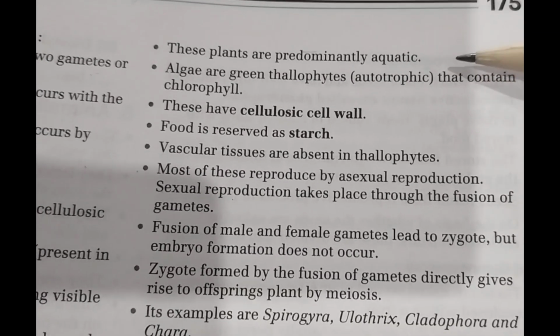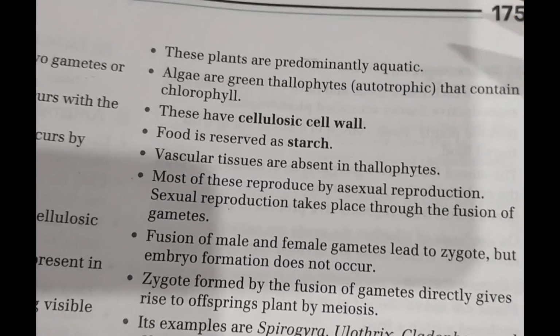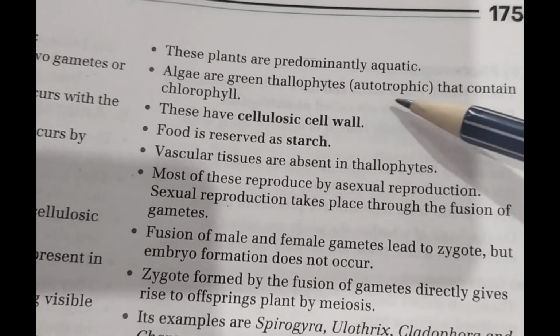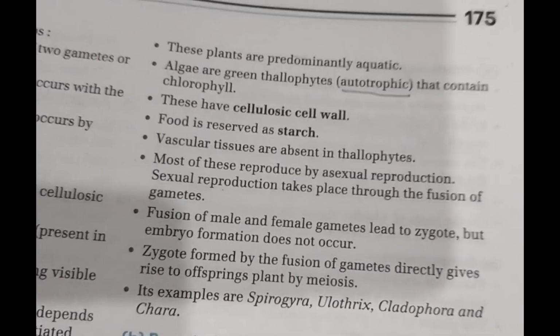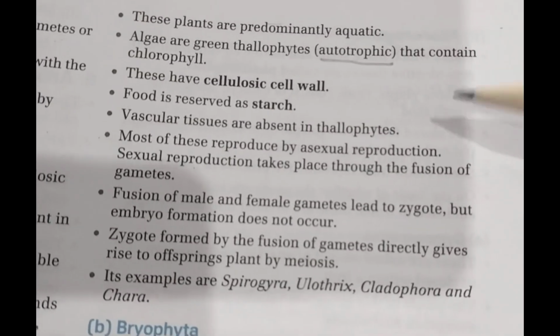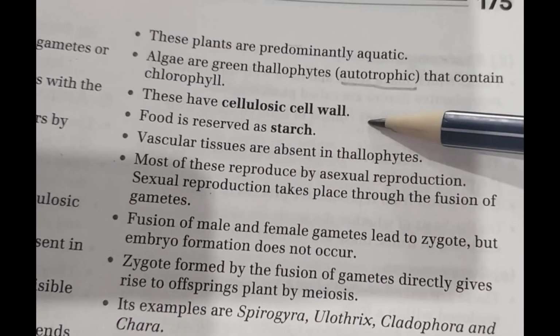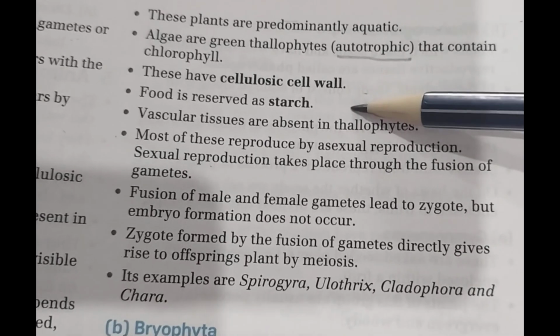These plants are predominantly aquatic. Algae are green thallophytes, autotrophic, that contain chlorophyll. इसमें chlorophyll होता है. Algae देखा है, जो हमारा ये काई जिसको बोलते हैं. These have cellulosic cell wall. Food is reserved in starch.